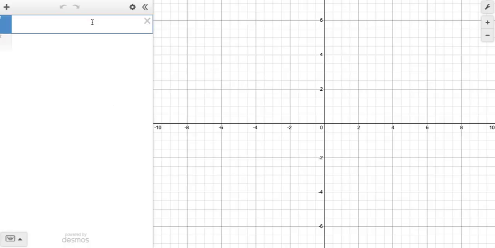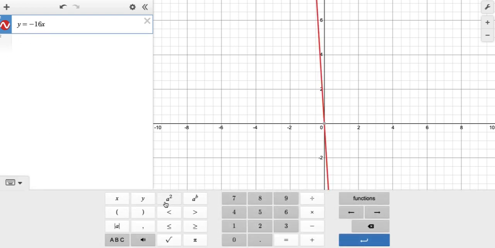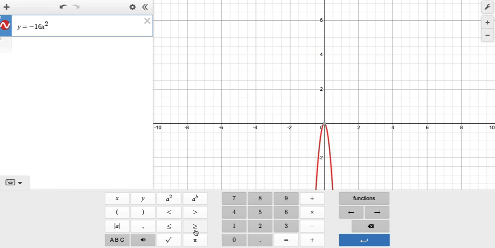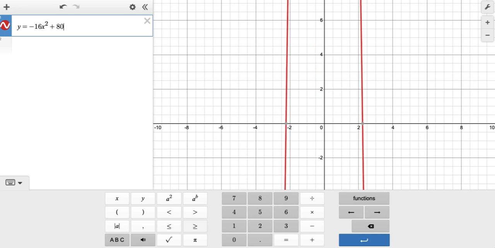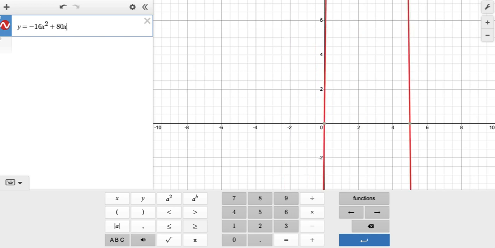Okay, so let's go ahead and put the equation in there. So we had y equal to negative 16 t squared. I'm going to use x squared because I think the calculator will be happier if I did that. So negative 16 x squared plus 80x. I think that was the initial velocity, and then it was plus 2. And so this is our graph.